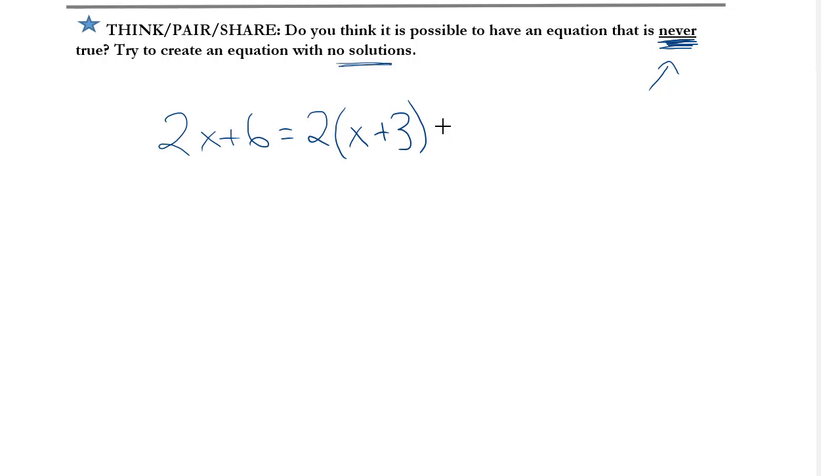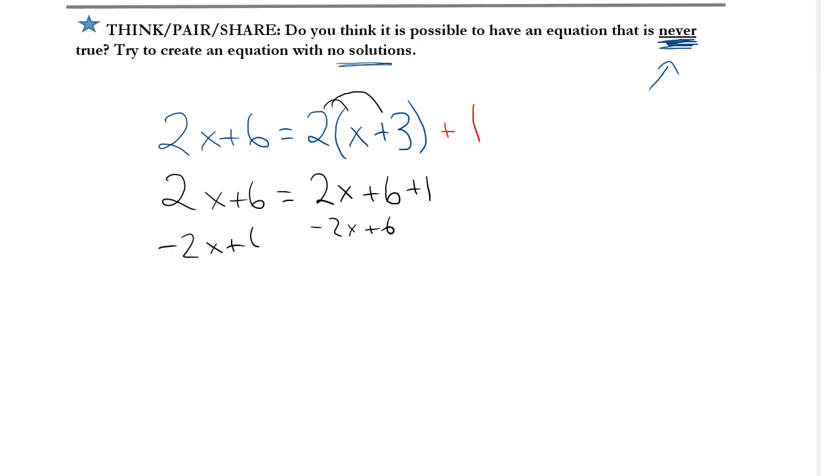So if I do plus 1, for example, this right here is an equation that's never true. We can see that it's never true by solving it real quick. So I could end up with, let's just do this real quick. Try to solve it. 2x plus 6 plus 1. We can subtract 2x plus 6 on both sides. This is sort of exactly what we were doing before. And we end up with 0 equals 1.